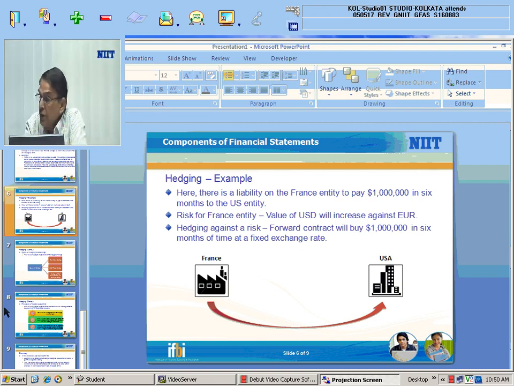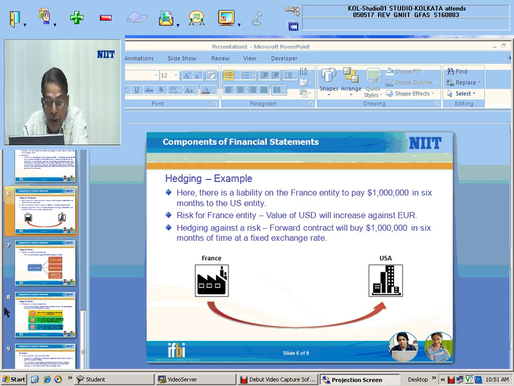The risk for the France entity is the value of US dollar will increase against euro, in which case they have to pay more euro for making payment of 1 million US dollar to the US entity. So that is the risk. And hedging against that risk is done by buying a forward contract from a bank. It entitles the France entity to buy 1 million US dollar in 6 months of time at a fixed exchange rate. The exchange rate is decided at the time of buying the forward currency contract. At what exchange rate the bank will sell 1 million US dollar to the France entity after 6 months is already decided, fixed already.